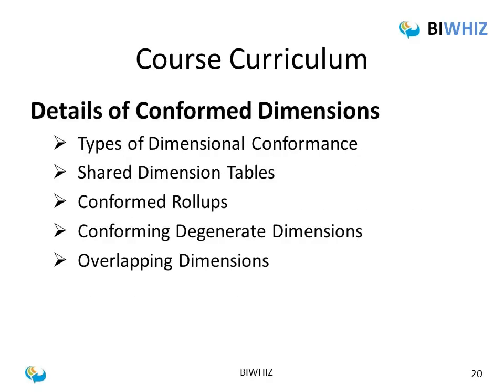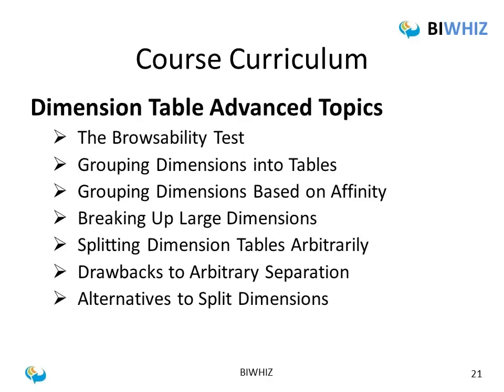We'll talk about conformed dimensions in detail. Conformed dimensions are very, very important in a data warehouse, and the entire data warehouse architecture is based on conformed dimensions when you talk about an enterprise data warehouse. Then there are some advanced topics, and we will not leave any advanced topics on dimension tables out: how you can combine or group dimension tables, and how you need to break dimension tables, since you cannot keep them in one table.